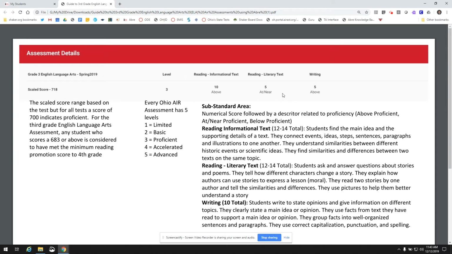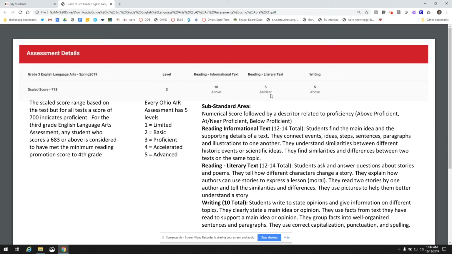Also, I see these substandards. These substandards tell me a little bit more about what my student's strengths are and where they possibly need to grow. So when I look at it, it's a numerical score that relates to the descriptors below, which refer to proficient. When I look at this substandard here of 10, and then above, it indicates my student is above proficient for reading informational text. When I look at what it means to be at or near, if that's 5 here, that would mean that my student is at or very near proficient for reading literary text and the skills associated with that. When I look at the writing score, it says it's a score of 5, and that is considered to be above proficient for the writing strand.